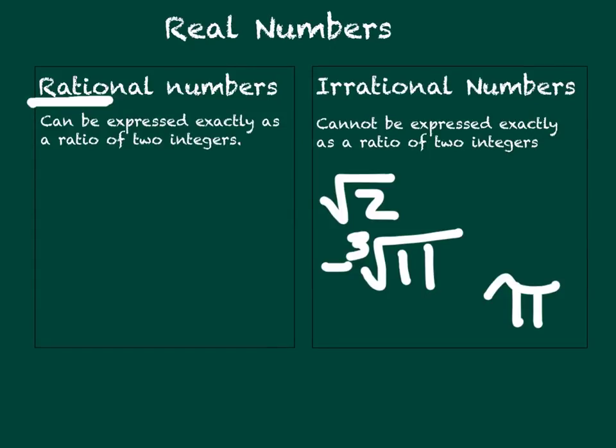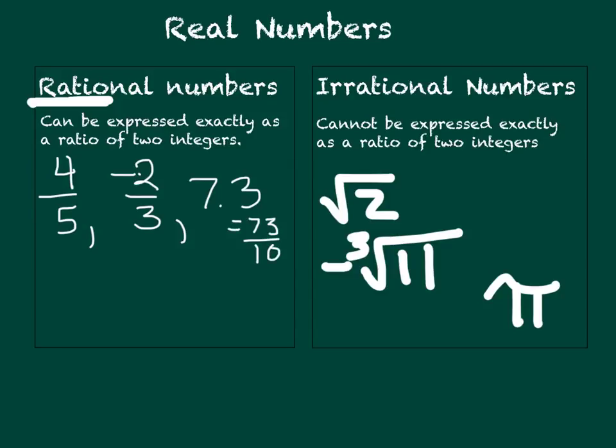Whereas our rational numbers then would be the fractions, 4/5, or -2/3, or even 7.3. That would be rational because that is equal to 73/10, isn't it? So that's rational. Negative numbers can be rational. -2, because it's not written over 1, but you can express it as -2/1, so that's still rational. If I gave you the square root of 9, because that equals 3, that's rational.